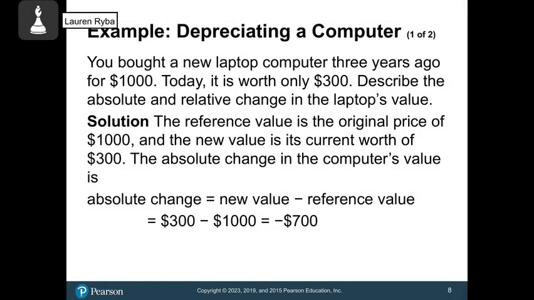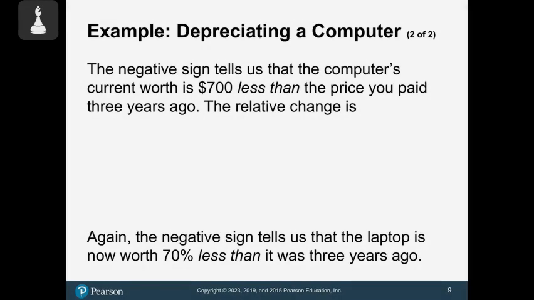You bought a new laptop computer 3 years ago for $1,000. Today, it's only worth $300. Describe the absolute and relative change in the laptop's value. Well, we started with a value of 1,000 and now it is currently worth 300. So the absolute change takes that new value of 300 minus the original of 1,000 and we've gone down $700. So that makes negative 700. That negative sign tells us that the computer's current worth is $700 less than what we paid 3 years ago.